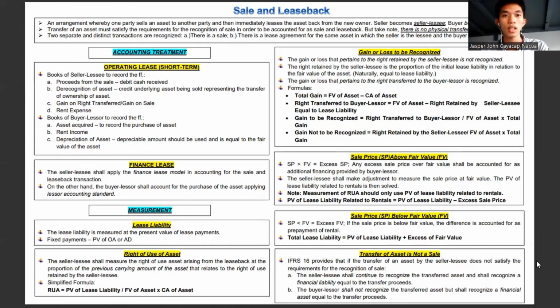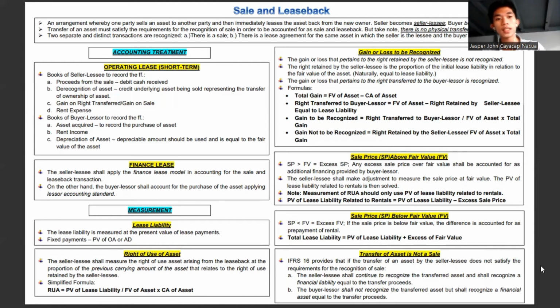Two distinct transactions are recognized. There is a sale first, and second, there is a lease agreement for the same asset in which the seller is the lessee and the buyer is the lessor. For the accounting treatment, we have the operating lease. The books of the seller-lessee record the following: proceeds from the sale, the derecognition of the asset, gain on sale, and the rent expense. For the books of the buyer-lessor, they record the following: the asset acquired, rent income, and depreciation of the asset.